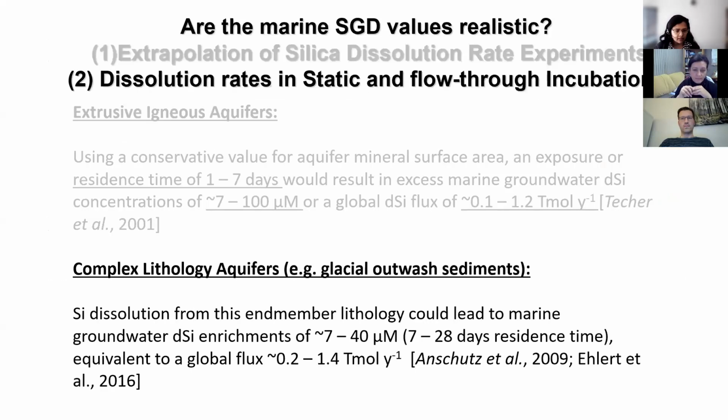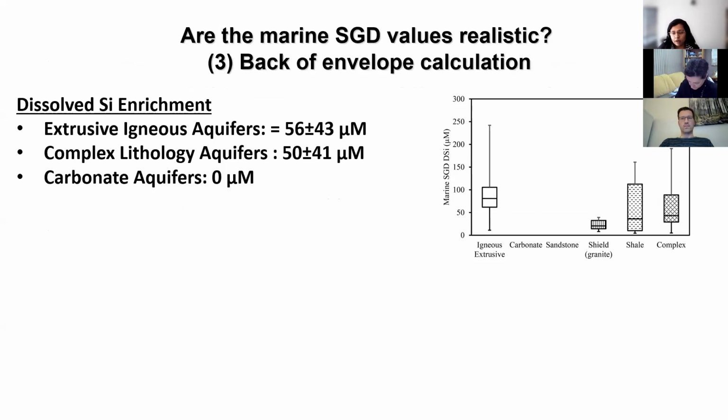Okay, this is a summary. So if you have a residence time of about 7 to 28 days with these dissolution rates that you see in these incubated sands, you get an equivalent global flux estimate of 0.2 to 1.4 teramoles per year. Summary of these studies. So a third way, that's not bad, similar order of magnitude. We're zoning in maybe on a correct answer, or our answer is not wrong.